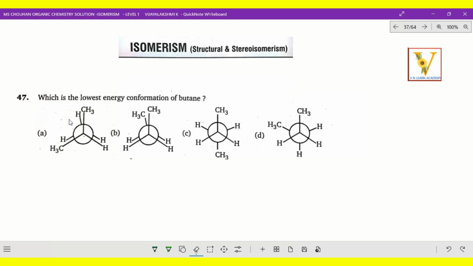The next question: which is the lowest energy conformation of butane? See, in this Newman projection, two main positions you have to identify. If you identify these two main positions, you can easily identify the answer. So what are those two positions? Gauche position and anti position. Both are just the opposite.